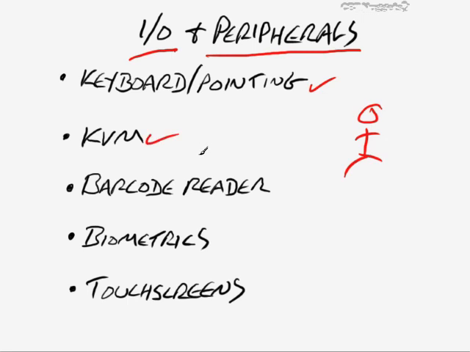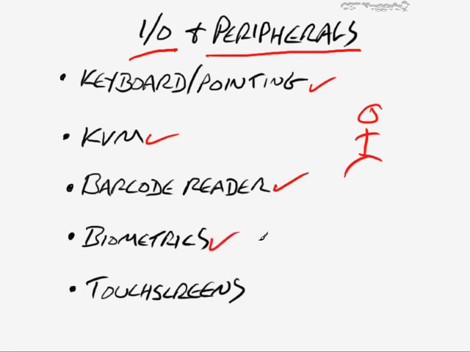We also have KVMs here. This is very important for input and output because you need to be able to identify what's going on in different machines throughout your shop without having to attach a separate keyboard and mouse to each one of them, so we'll address that. We'll also talk about barcode readers, mostly useful for things like inventory or point-of-sale devices.